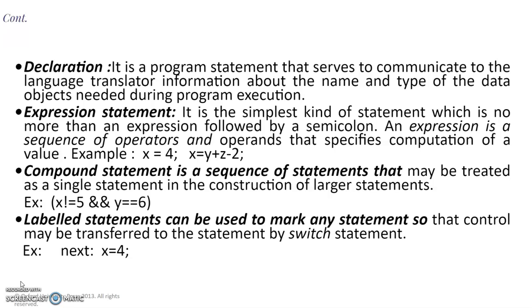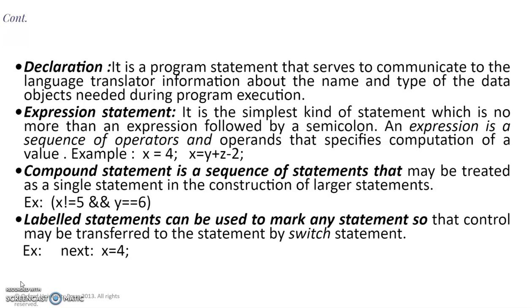Declaration statement is a program statement which serves to communicate to the language translator the information about the name and type of the data objects which are needed during the program execution. So suppose you have a function, then the function prototype or function declaration will tell the compiler, which is a translator, what is the name of the function, what are the argument types, and what are the return types.